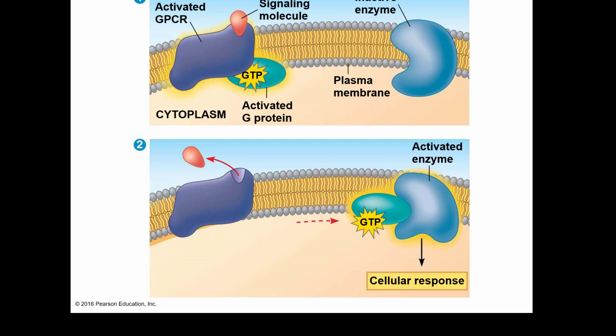So you have your G protein, right? A signal molecule reaches it. The GTP activates the G protein and then activates this enzyme. So you get a cellular response.